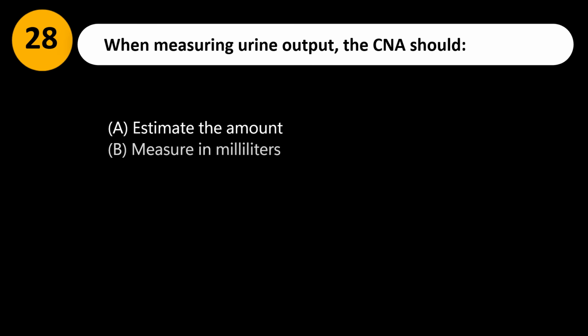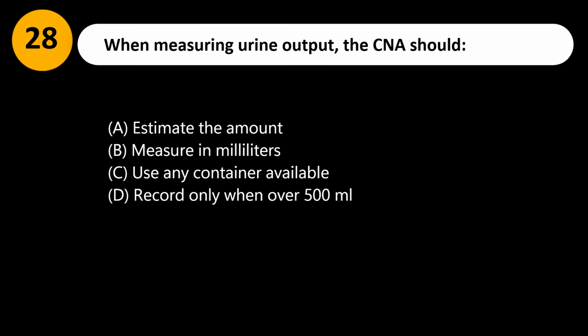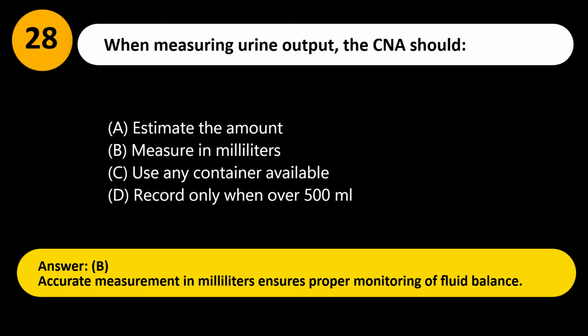When measuring urine output, the CNA should A. Estimate the amount. B. Measure in milliliters. C. Use any container available. D. Record only when over 500 milliliters. Answer, B. Accurate measurement in milliliters ensures proper monitoring of fluid balance.